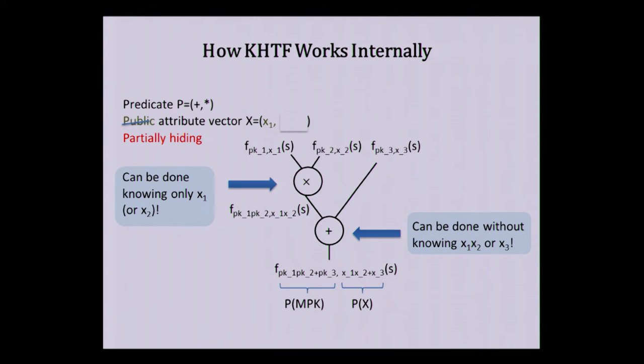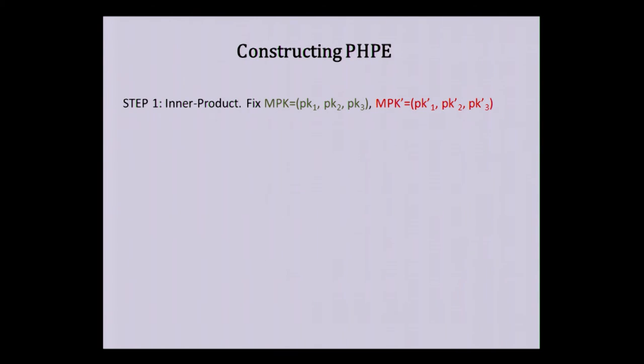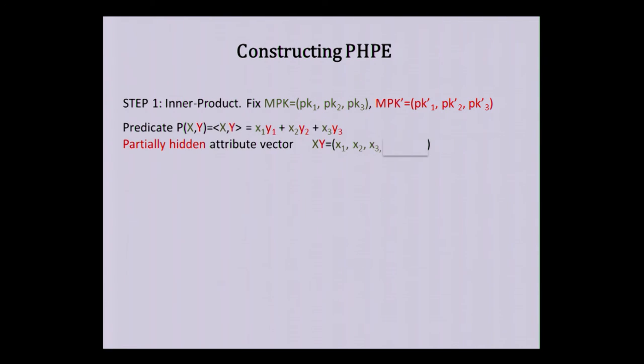So what can we do with this? Well, it turns out that if you have this kind of property, then you can construct a partially hidden predicate encryption, simply for inner products, as step one. So let's suppose we fix the public key to consist of two different public keys, one corresponding to the public components of the ciphertext that we're going to give in the clear, and the other corresponding to the secret components. Now, the predicate that I care about is simply an inner product of x and y. And my goal is to make sure I can perform these homomorphic computations without giving you y, so only giving you x in the clear.